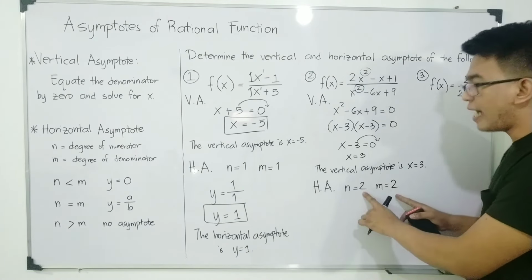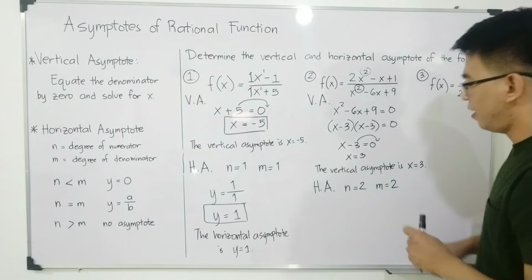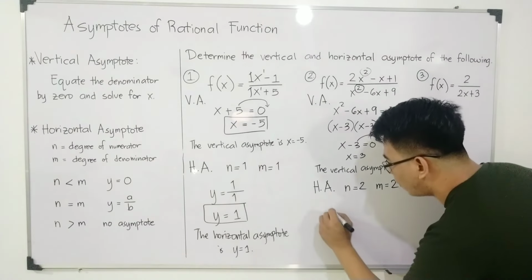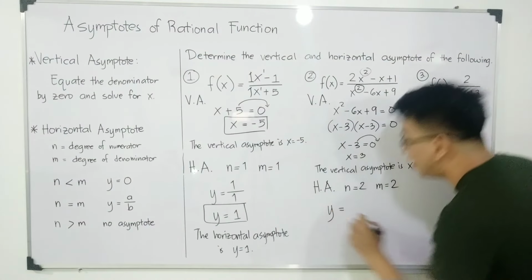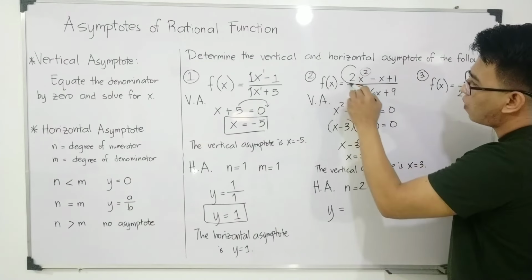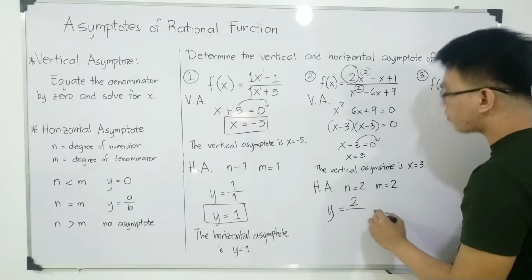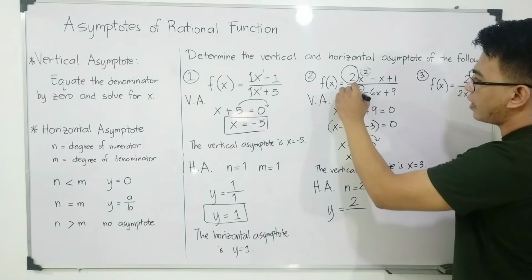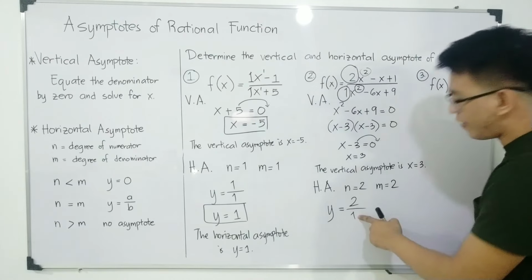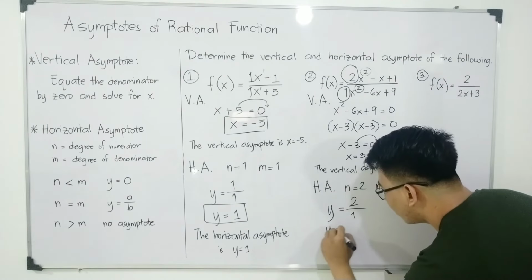Now, as you can see, guys, again, they are equal. If they are equal, we will do this kind of thing. You have y, and then get the leading coefficient. The leading coefficient here is 2. Okay, so we have here 2 over. The leading coefficient here is 1. We have here 1. So 2 divided by 1 is equal to 2. Your y is equal to 2.